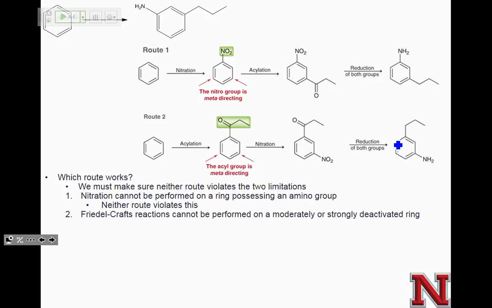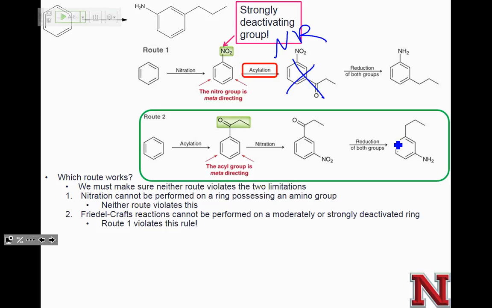Friedel-Crafts reactions cannot be performed on a ring that is moderately or strongly deactivated. Our NO2 is a strong deactivator, so this reaction will not occur. Route 1 won't work because no reaction is going to occur once we have that NO2 group on there. So in this case, our only route is route 2, and this route will work.